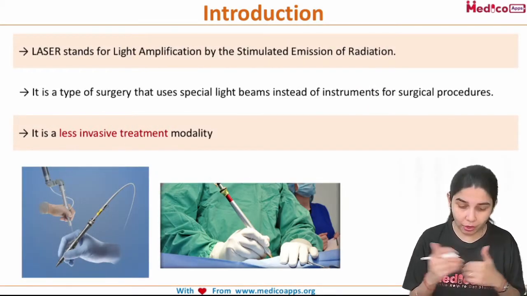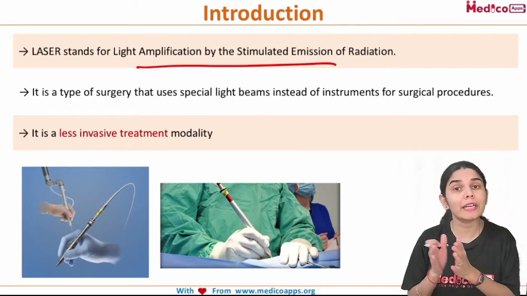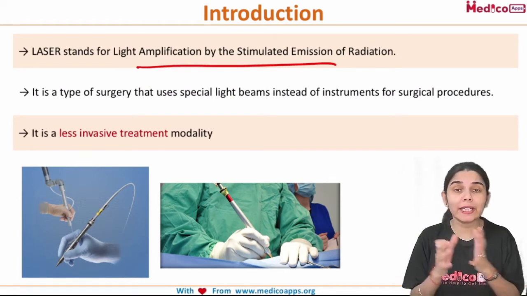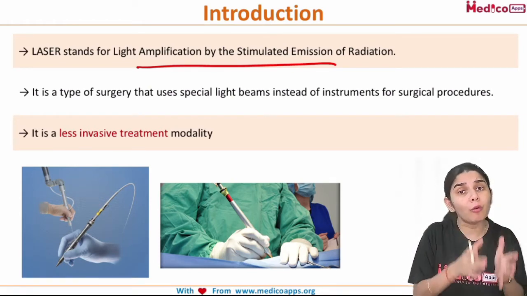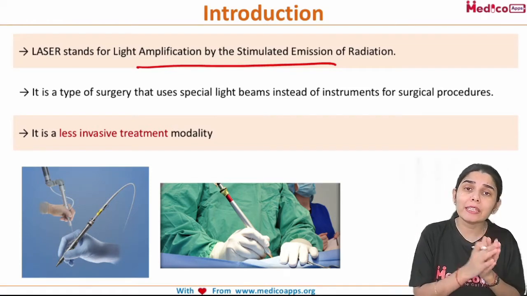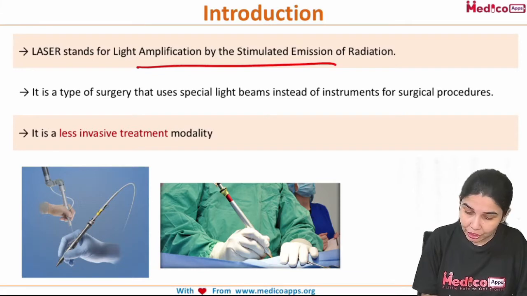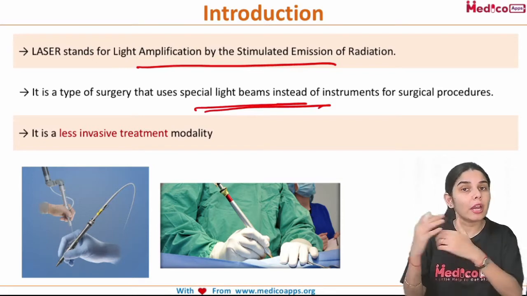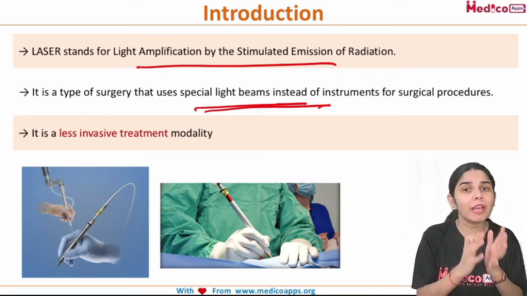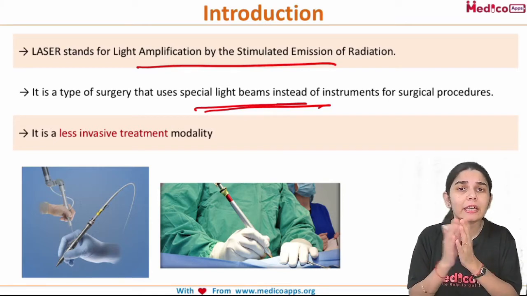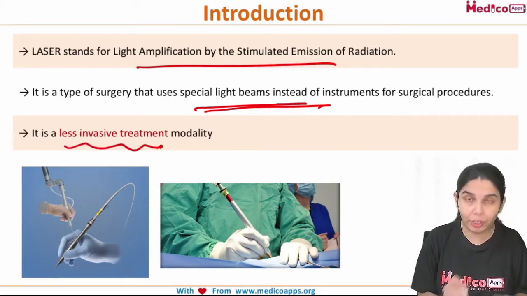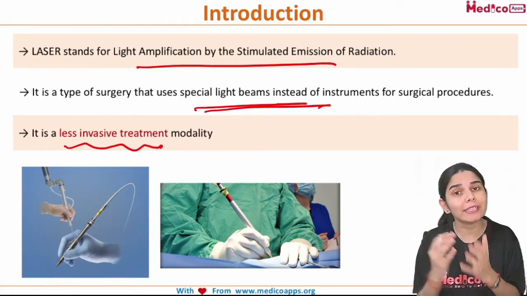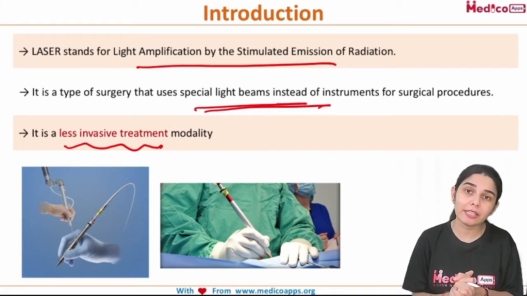Now, what basically do you understand by laser? Laser stands for light amplification by stimulated emission of radiation. That is the full form. Now, what exactly is laser surgery, or how do we use laser in surgery? It is a type of surgery that uses special light beams instead of instruments for the surgical procedures. If we are not using instruments and we are using a light beam, definitely we will call it a less invasive treatment modality. So I hope you understood what exactly and how exactly we use these laser lights in surgery.